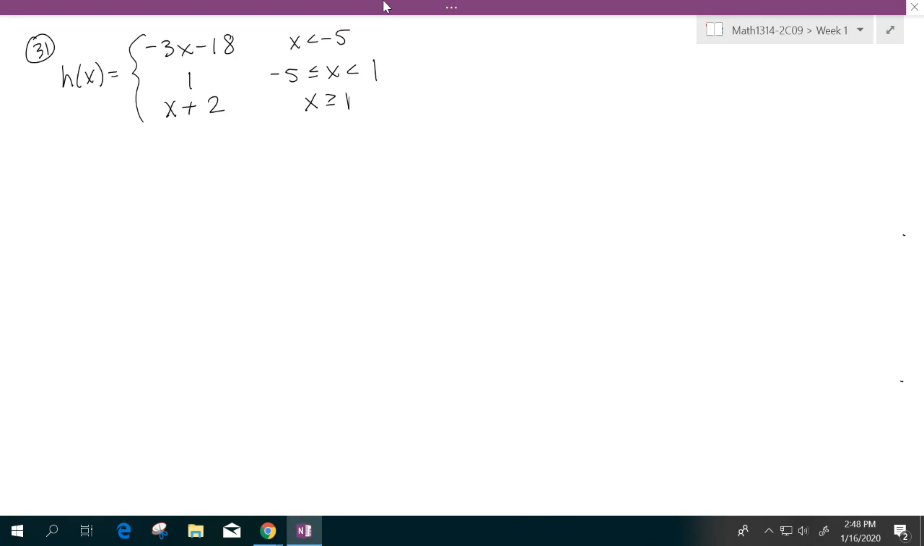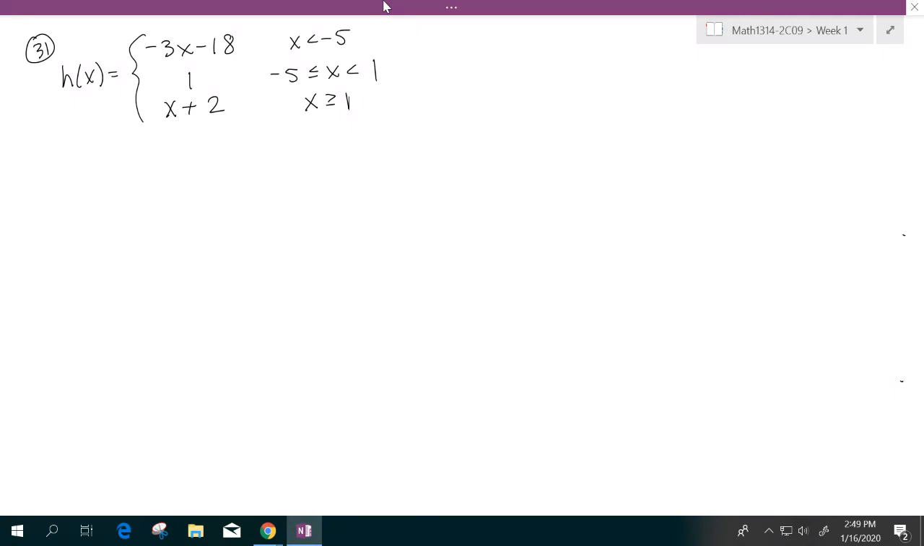How many pieces are there? 3. 1, 2, 3. But that's the minimum was saying it has to be greater than or equal to -5, but not greater than 1. Right. Less than 1. In other words, all of the numbers between -5 and 1, all of those numbers fit in the middle piece, including -5, but not including 1. Where is 1 included? The bottom piece.